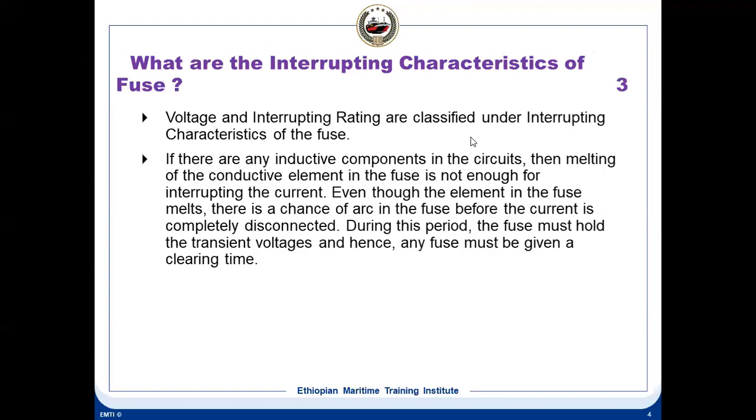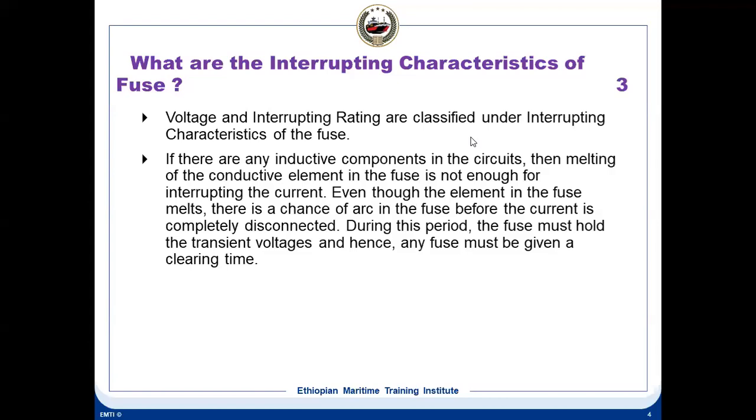This is mainly because of AC circuits. Whenever there are inductive components, the melting time of the conductive element in the fuse is not enough for interrupting the current. So if there is an inductive circuit, even when the element is blown off, there can be an arc. Understood? So even though the fuse element is melted, and you have two electrodes with the fuse element in between, there is a chance of an arc in the fuse before the current is completely disconnected.